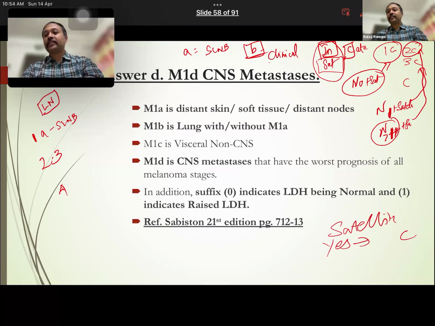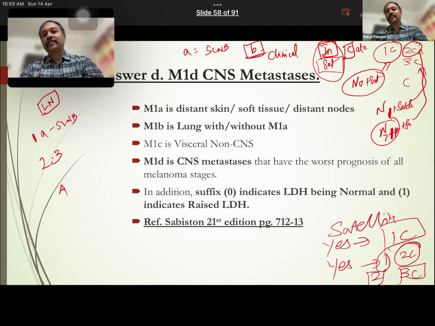Okay, so you look at whether satellites are yes or no. If satellite is yes, then the answer is C. Then it looks at nodes, whether it is yes or no. If nodes are yes and the number is 1, then it is 2C. This is 1C. If the node is 1, then it is 2C. If there are 2 or more nodes, then it becomes 3C. Okay, so this takes care of the 1C, 2C, and 3C. Then you have the clinical staging. Remember it this way.